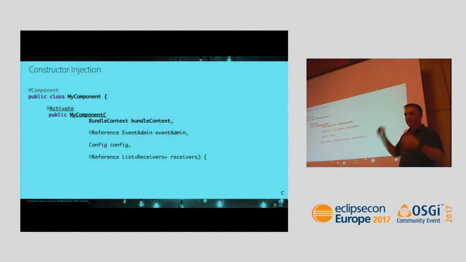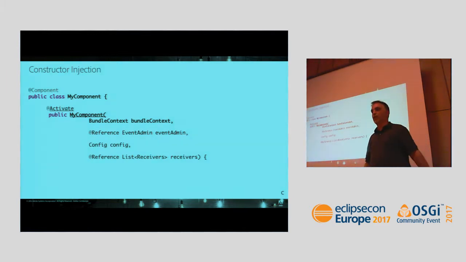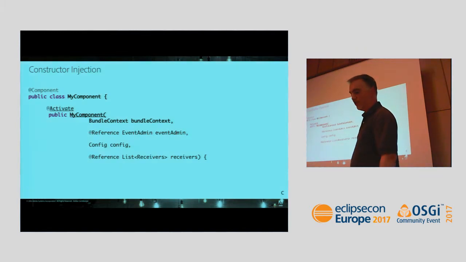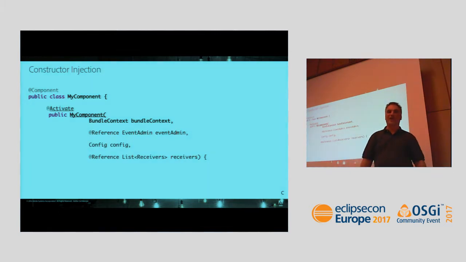And you can do whatever you want there, get references to these services, get your configuration, and directly handle that in your activate and your constructor. What's the use case for this? A lot of people were asking, we want constructor injection. I guess it's people who like final, kind of immutable.